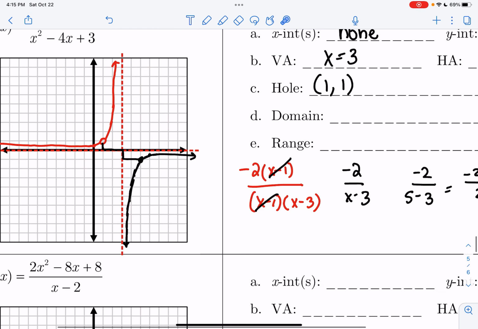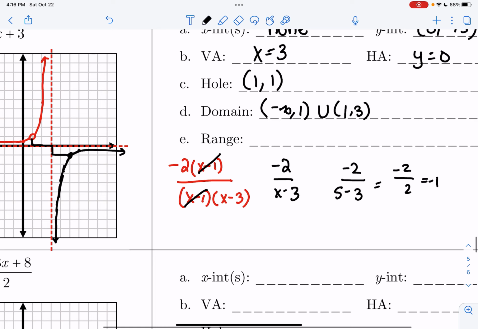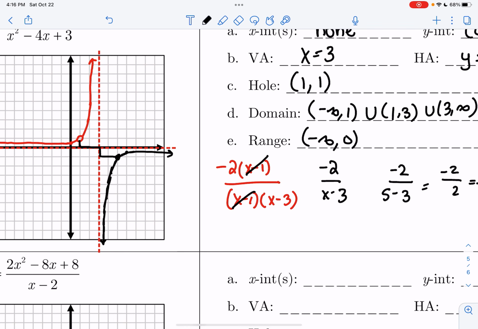My domain now is going to be from -∞ to 1, because at 1 we have this break, the hole, and then from 1 to 3, because at 3 we have this vertical asymptote that I can't touch, and then from 3 to infinity. My range, same thing, -∞ to 0, because at 0 I have this horizontal asymptote. Then from 0 to 1, because that's my y value of the hole. And then 1 to infinity.